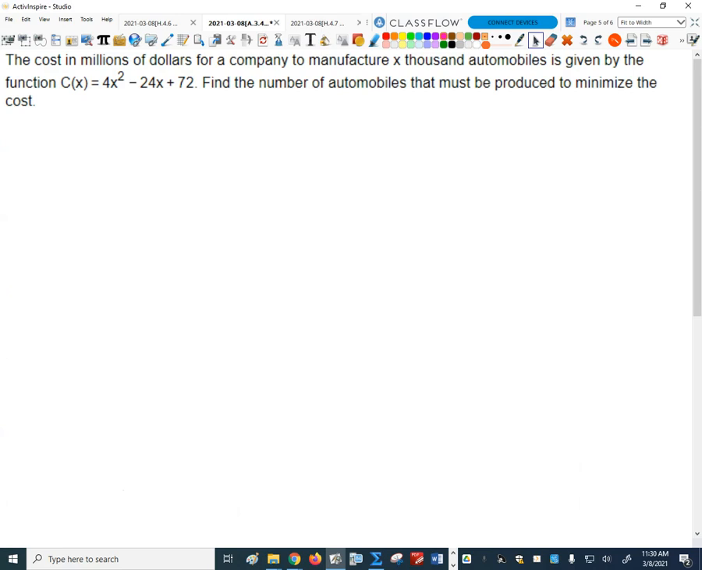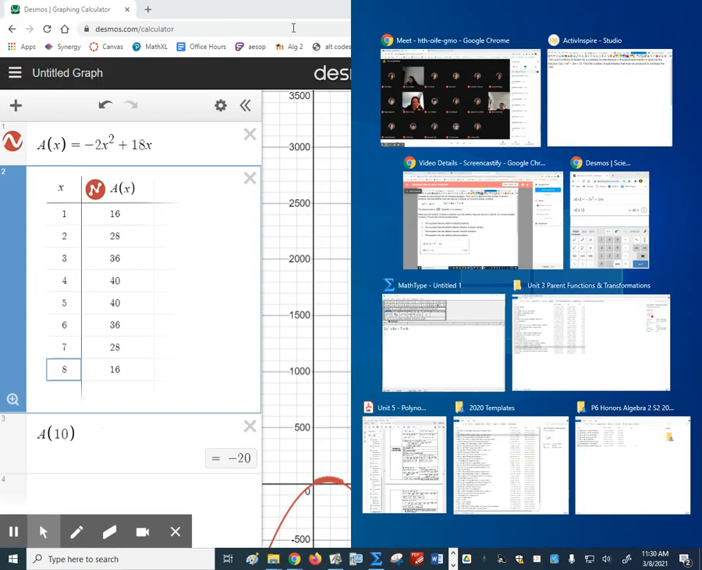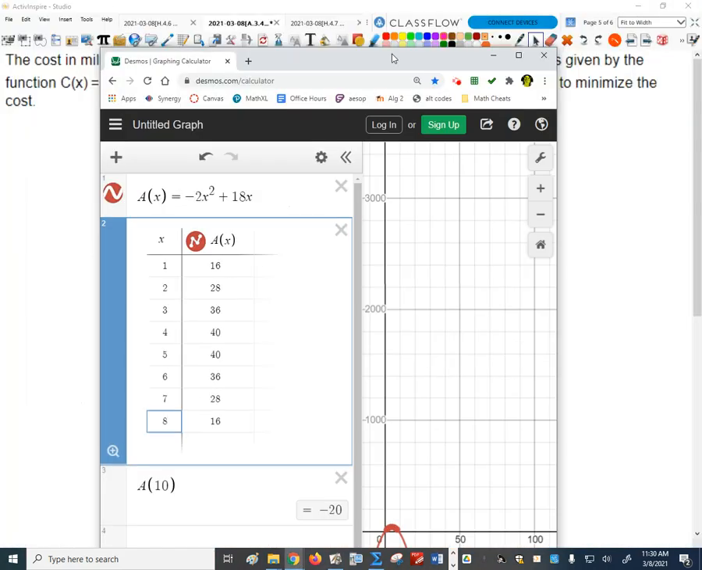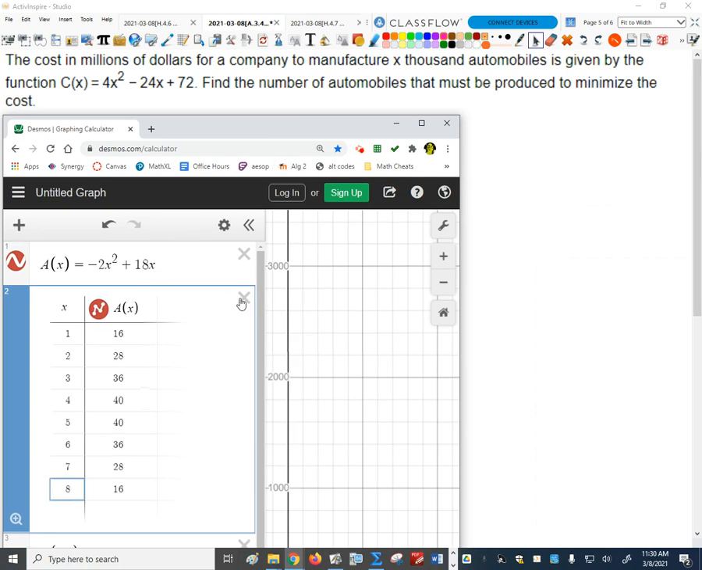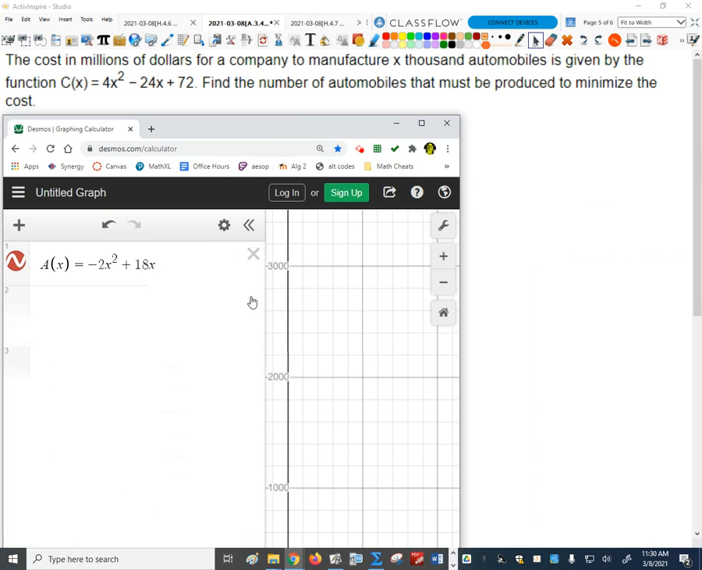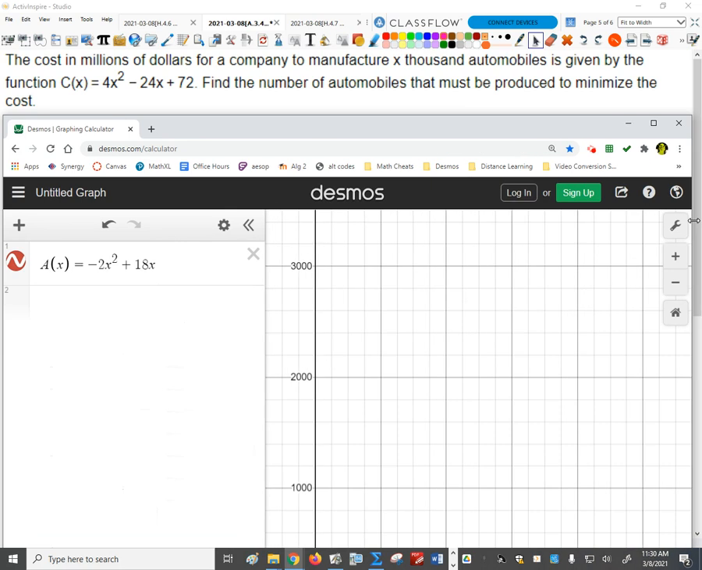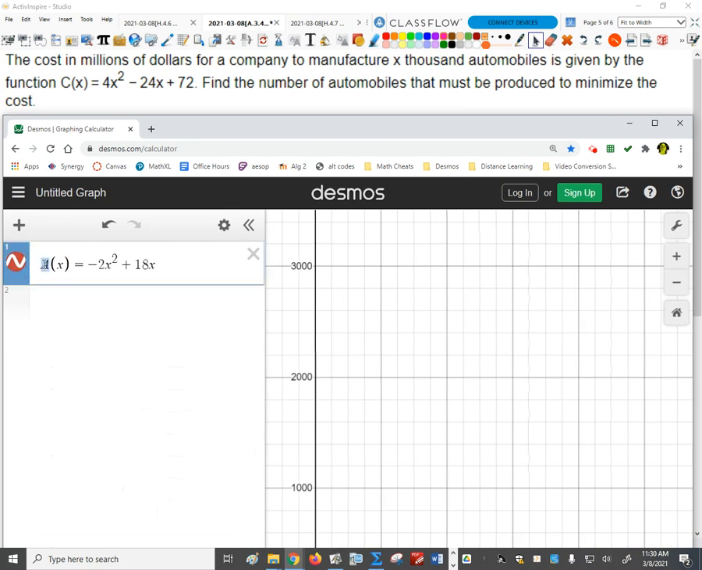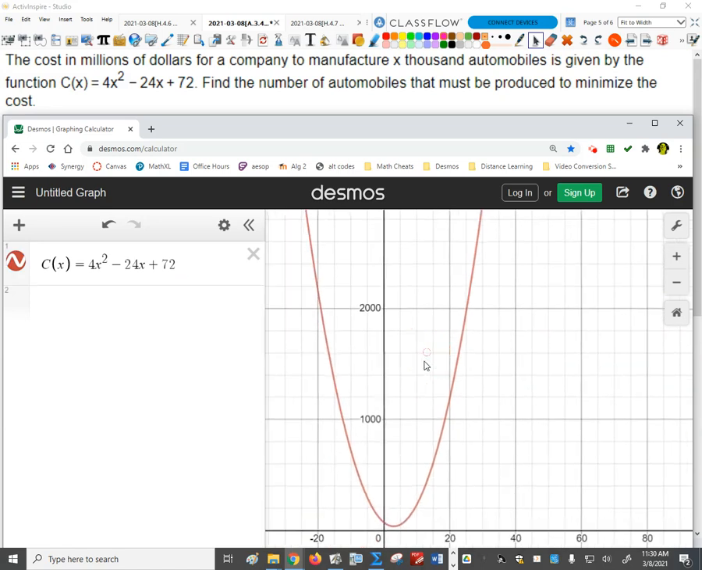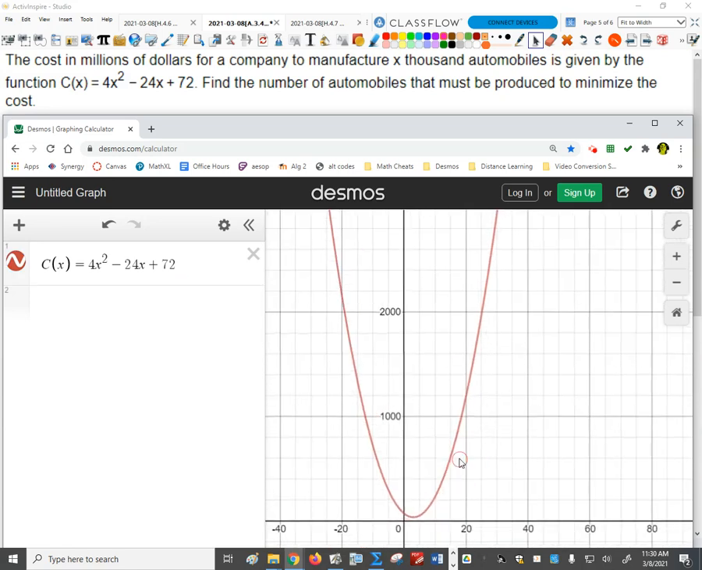Okay, so let's graph this thing. We have C of X is equal to 4x squared minus 24x plus 72.